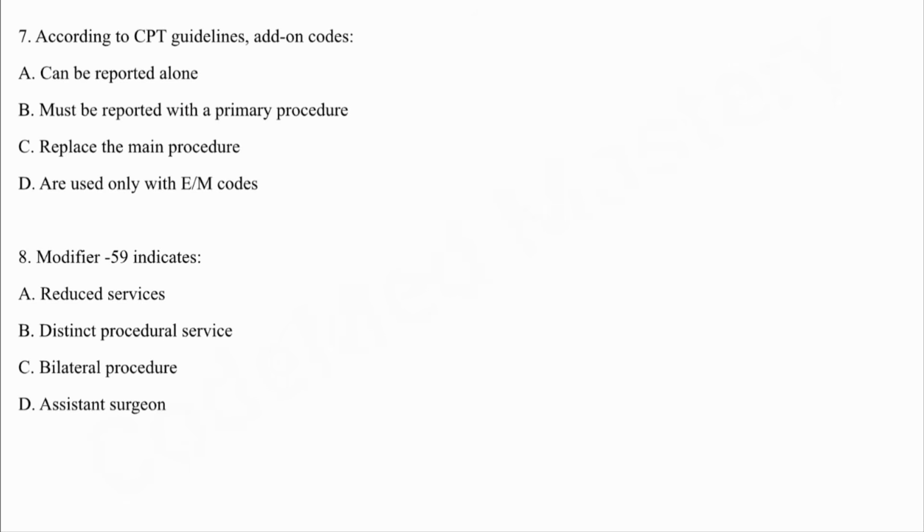Next question. According to CPT guidelines, add-on codes, option A, can be reported alone. Option B, must be reported with a primary procedure. Option C, replace the main procedure. And option D, are used only with E&M codes.